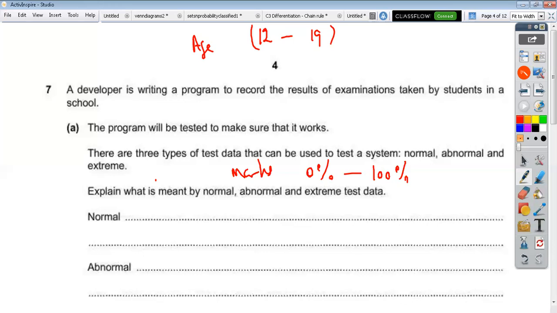Gentlemen, there's no ladies here. We'll say gentlemen. We need to be serious with this ICT. Don't think it's easy. It's an easy subject, but if you treat it the way you're treating it here, you fail.